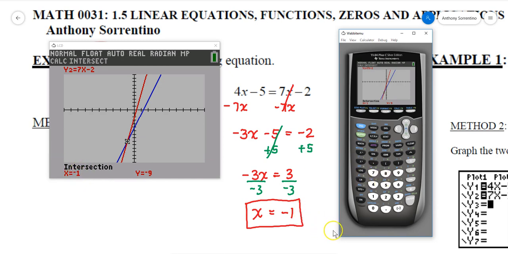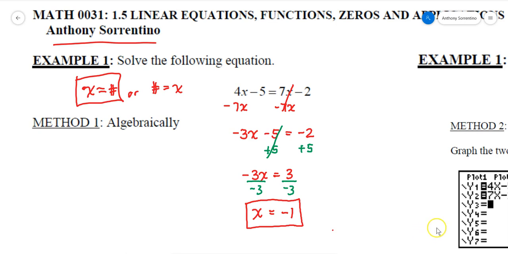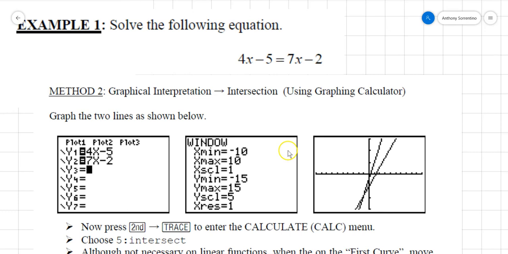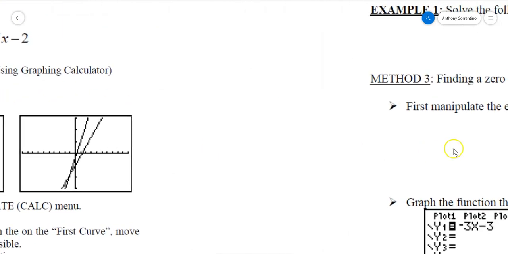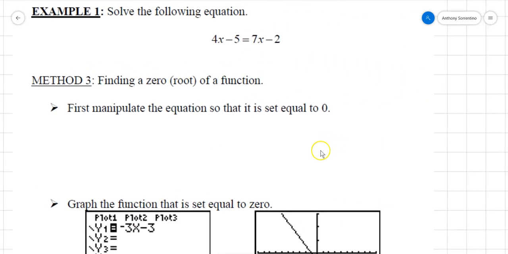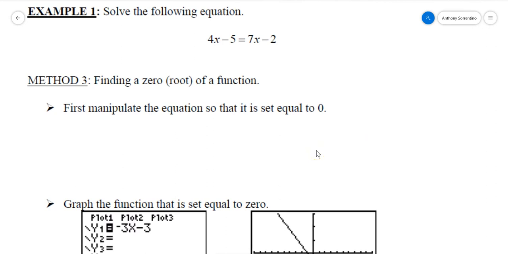Another way we could use the calculator to assist us in a situation like this, and that's method 2, I just showed you how to do that. Method 3 is kind of a combination of manipulating the equation so far and then putting that into a calculator. But the reason we bring this one up is because it starts talking about a zero or root of a function, which is one of the things we do want to talk about in this particular section.